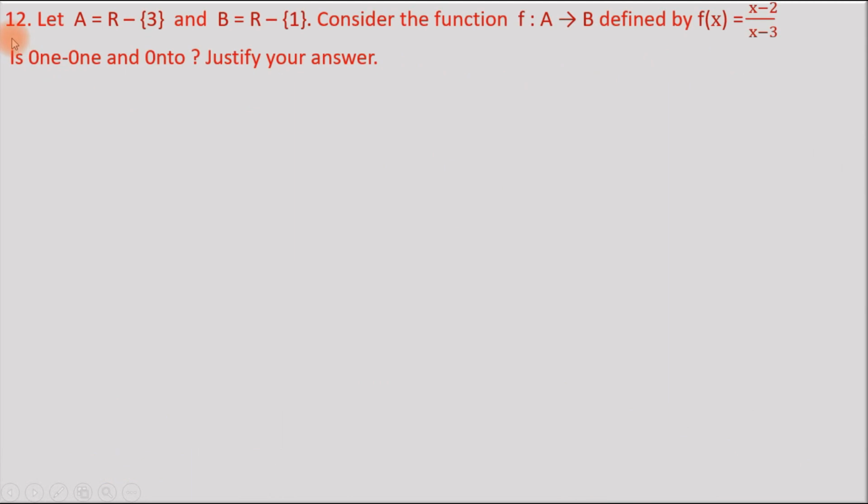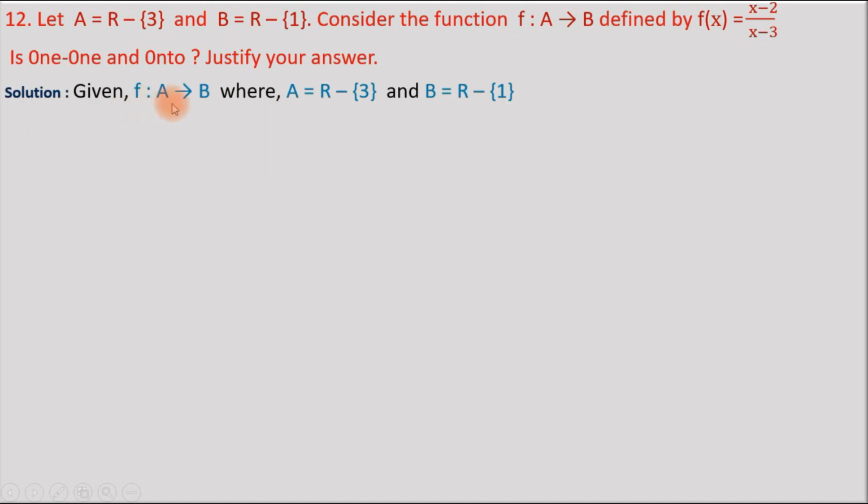Next, problem number 12. Let set A be real numbers minus 3 and set B be real numbers minus 1. Consider the function f from A to B defined by f of x equals x minus 2 divided by x minus 3. Is it one-one and onto? Justify your answer.